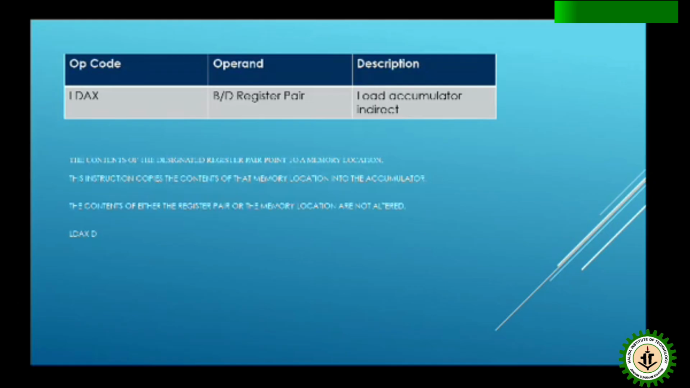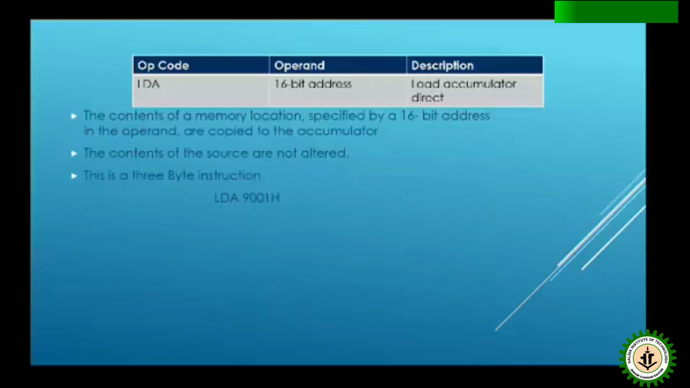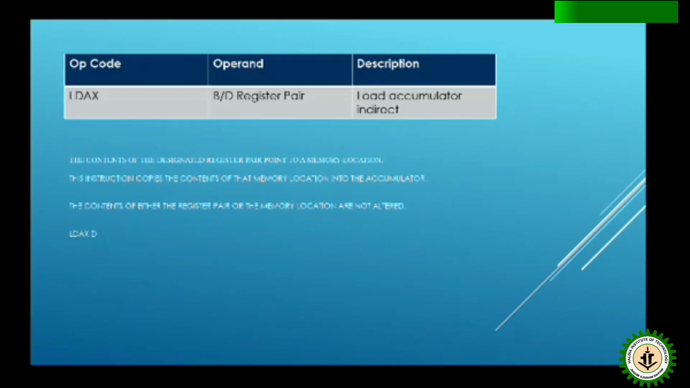LDAX B register, it is an indirect instruction. The LDA instruction is a 3-byte instruction. LDAX B or D: the BC register pair or the DE register pair will point to a particular memory location. After that instruction, that content will be copied to the accumulator. It is a 1-byte instruction.